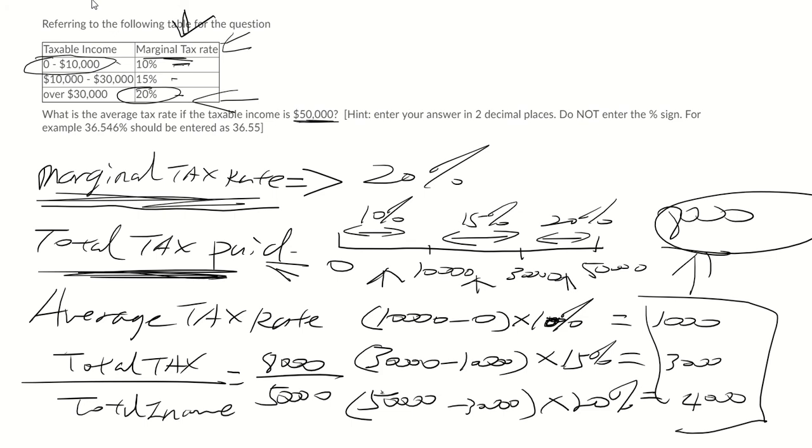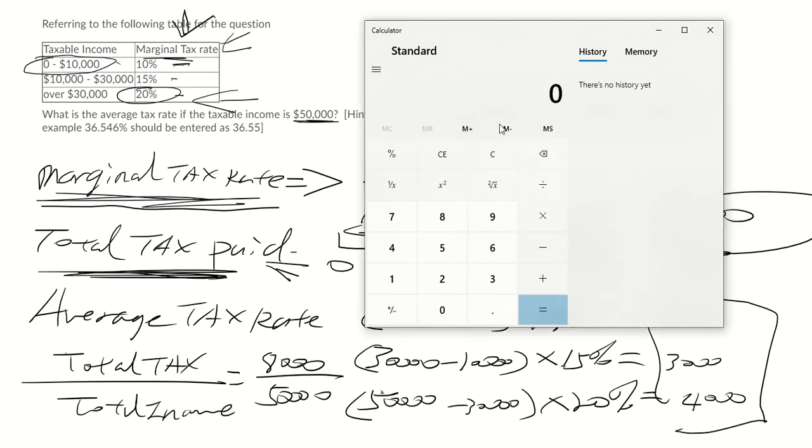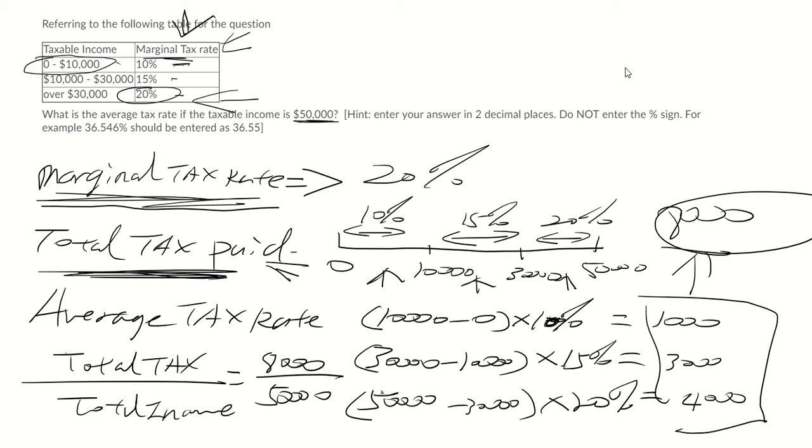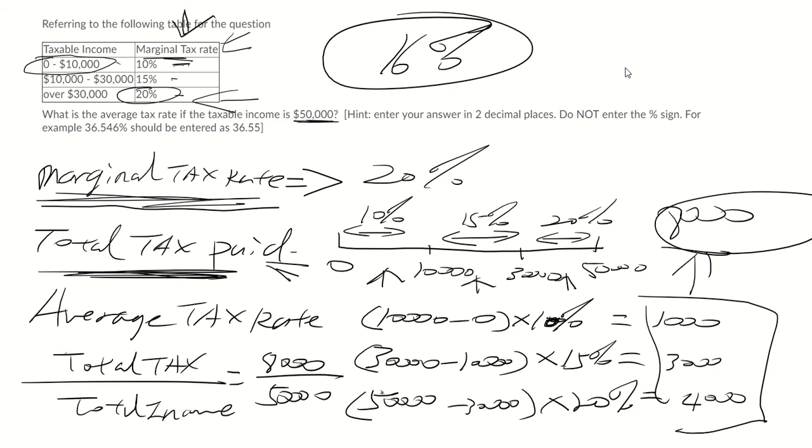What is this? I believe it's 16%, but just to make sure, give me my calculator. We're doing 8,000 divided by $50,000 times 100%. That's going to be 16%. So 16% is our average tax rate. That means for your entire income, 16% of your income went to pay tax.